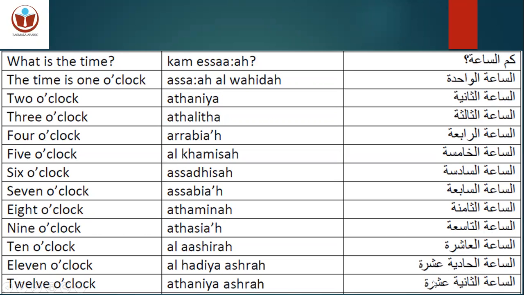Okay, the question is, kam is-sa'a. Actually, kam means how many or how much. When it is coming in the case of time, it will be what is the time. Kam is-sa'a means what is the time. The answer is, first you have to add as-sa'a, then the number. As-sa'a al-wahida, al-thaniya, al-thalitha, al-rabi'a, al-khamisa, al-sadisa, al-sabi'a, al-thamina, al-tasi'a, al-ashira, al-hadiyata ashara, al-thaniyata ashara.